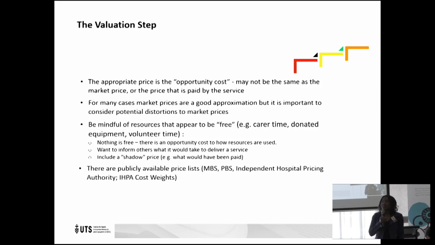And there are publicly available price lists. If you are looking for prices for resources that you've identified, there is the MBS, there is the PBS. PBS gives you cost of drugs. MBS gives you cost of medical services. And when you go to other countries, they may have something available. Some have hospital data where they have cost of things. Some have national health insurance schemes where they cost interventions. So you can rely on these as sources of data that you can use to value.